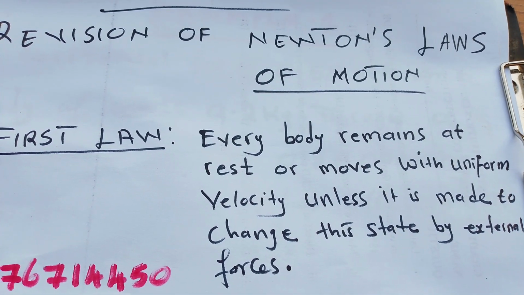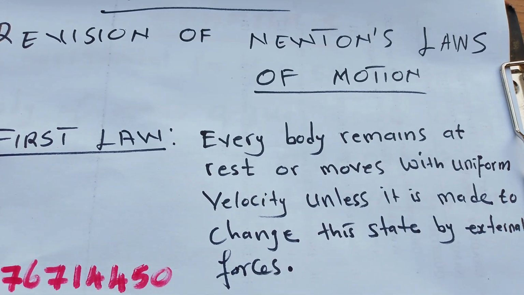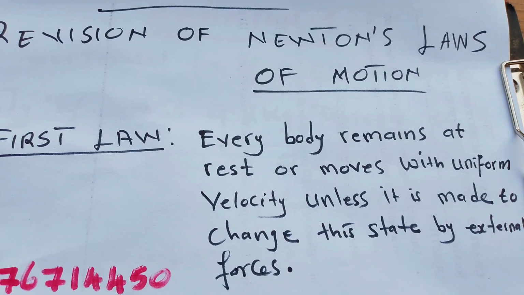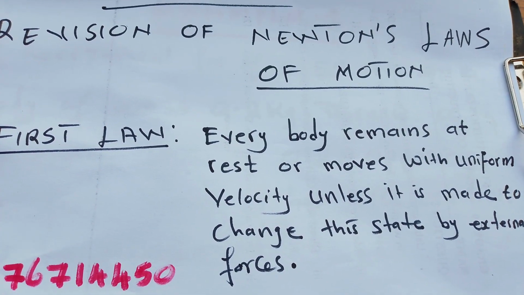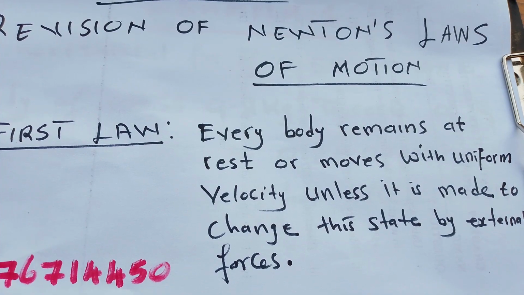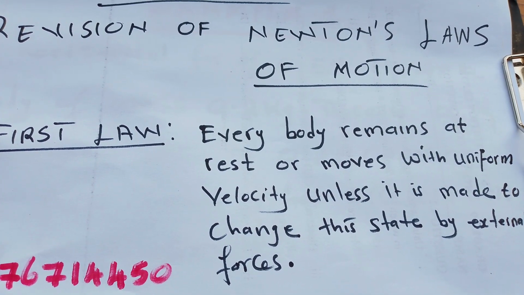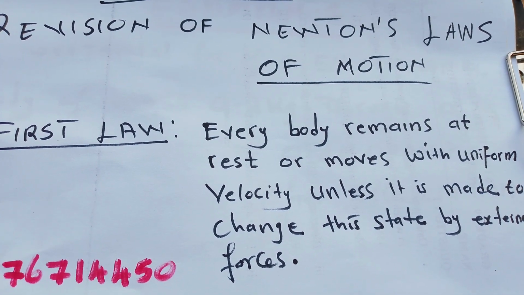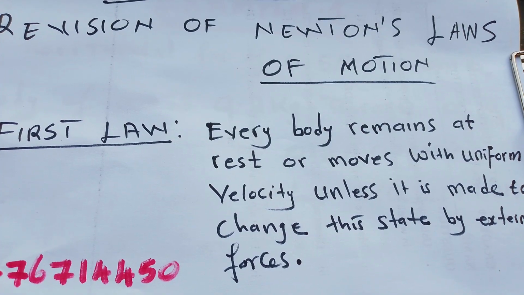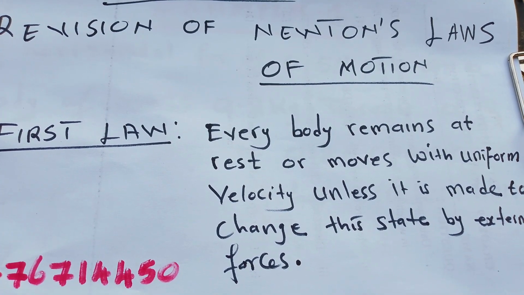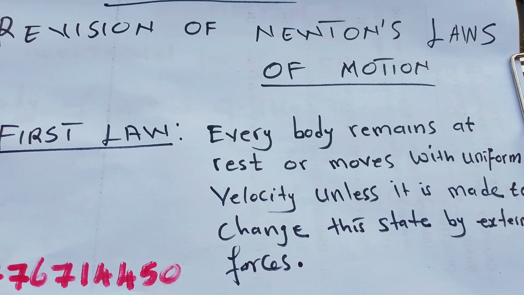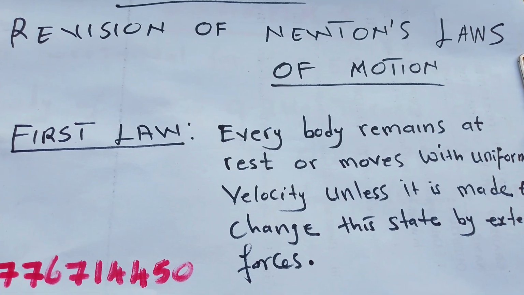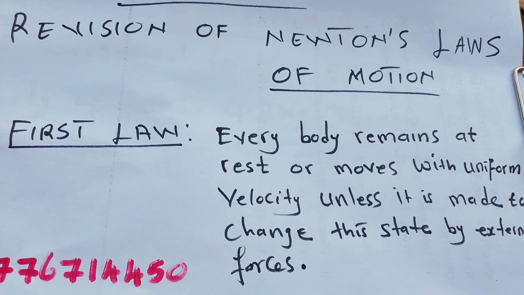Every body remains at rest or moves with uniform velocity unless it is made to change this state by external forces. So what does it mean here? If there is no external force acting on a body, it means that body continues to move with uniform velocity or remains at rest. It remains in that state. So that is the first law of motion.